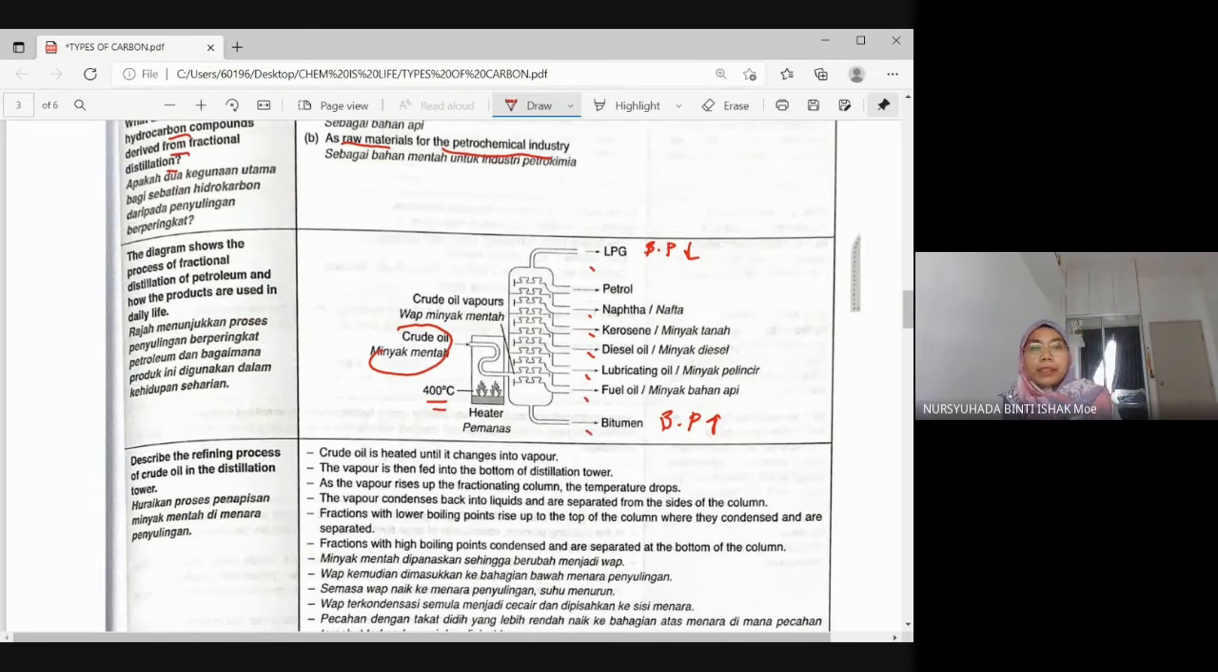So LPG ni stand for what? Tadi siapa cari LPG? LPG stand for what? Liquefied petroleum gas. Okay, liquefied petroleum gas. Cikgu ada satu soalan. Kenapa gas dekat rumah tu kita kena tukar dia dalam bentuk liquid? Kenapa kita kena jadikan dalam bentuk liquid? Kenapa tak boleh hantar ke rumah dalam keadaan gas?